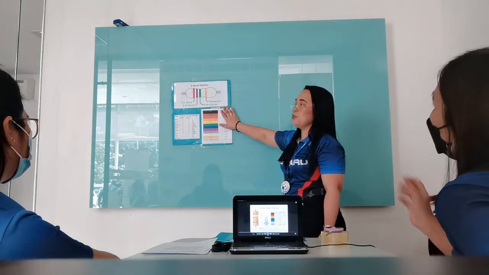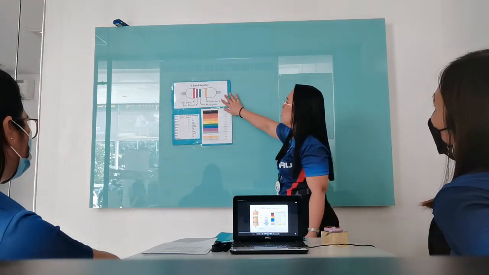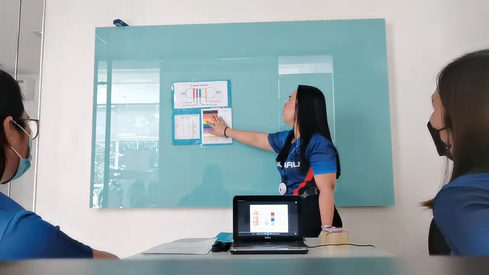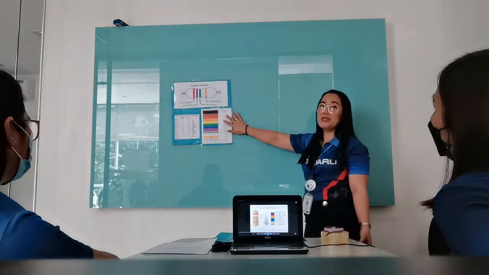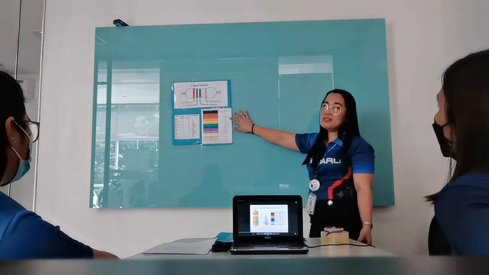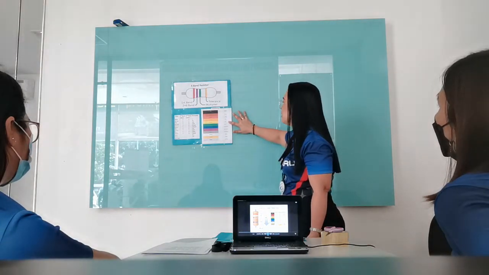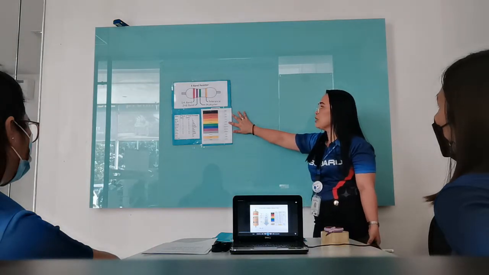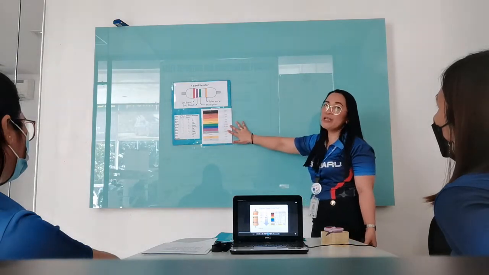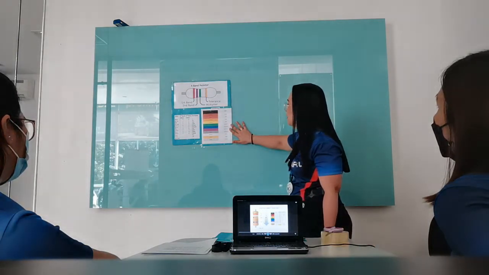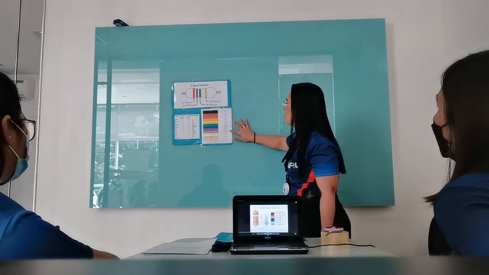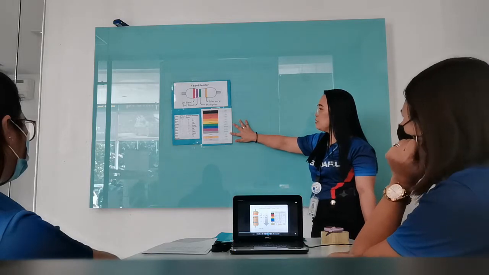This is the tolerance rate of a resistor. The corresponding tolerance value of the color brown is positive or negative 1%. The red is positive or negative 2%. Orange is positive and negative 3%. Yellow is positive and negative 4%. For the green is positive and negative 0.5%. Blue is 0.25%. And the violet is positive or negative 10%.